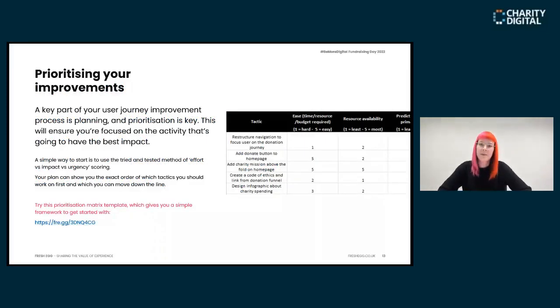Prioritizing: once you've had a chance to speak to donors and you've got all your stakeholders to map out the journey and identify opportunities, it's going to be time to consider how to implement your improvements or tactics. Prioritization is a real key part of improving that journey, because you'll need to make sure you're focused on the tactics that are going to have the best impact with the resource you have available. It can be really easy to focus just on quick wins, but if they have no real tangible impact, then they'll really undermine your efforts.